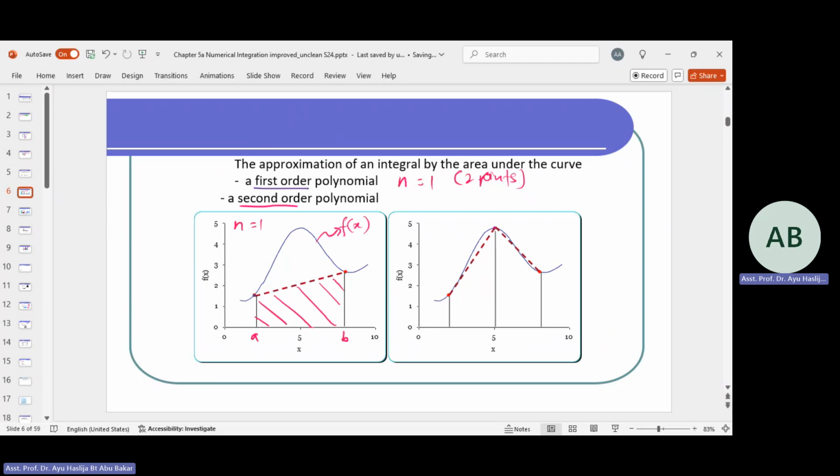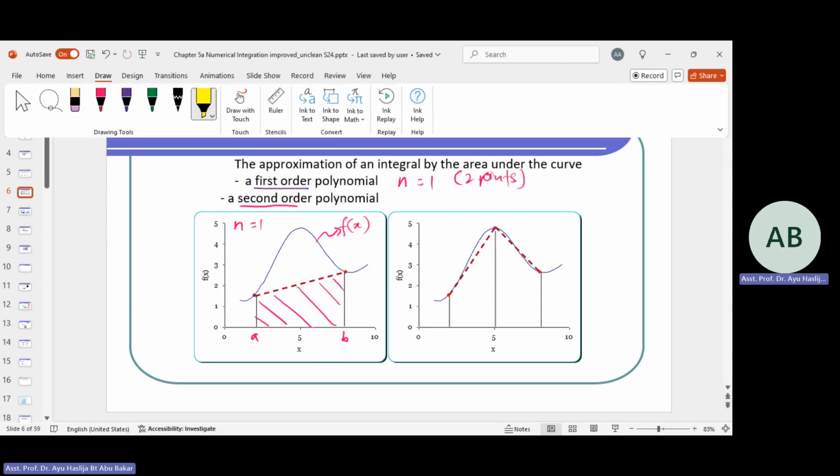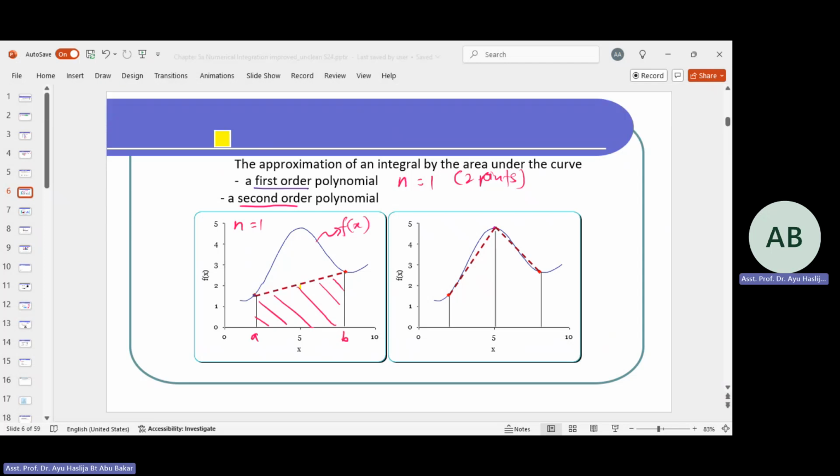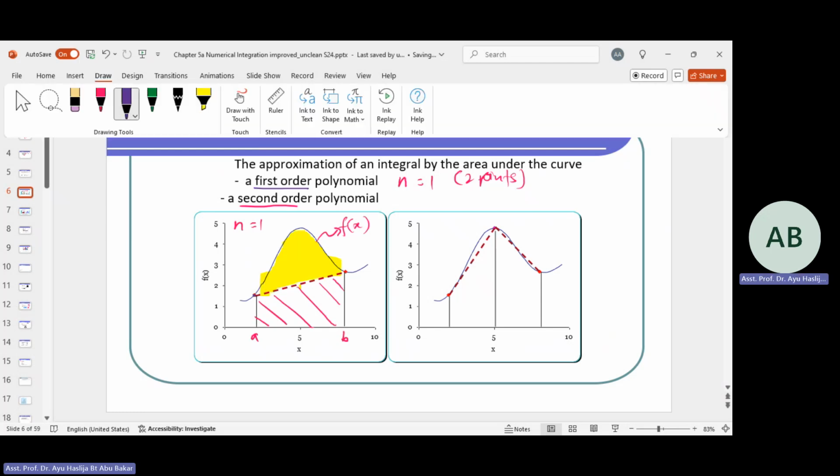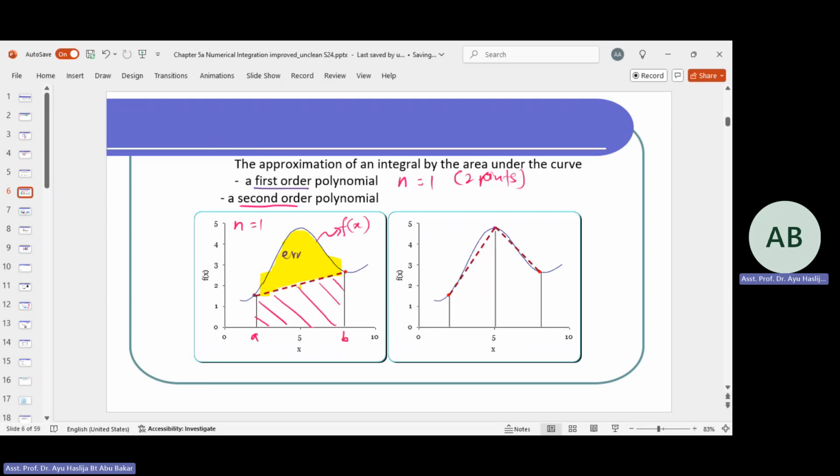Okay, this is linear, n equals 1. Now, the actual line is this one, the curve. Area under the curve from linear, you only get this part. Okay, so this part is the error.